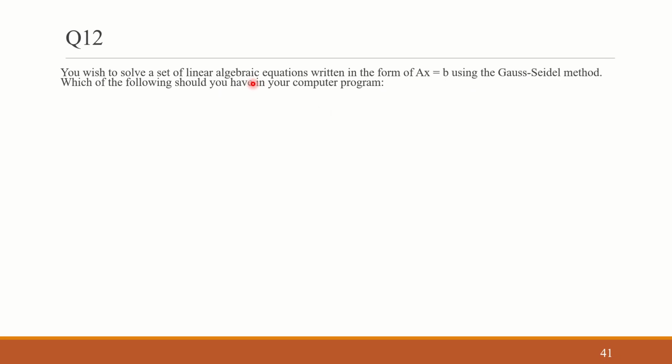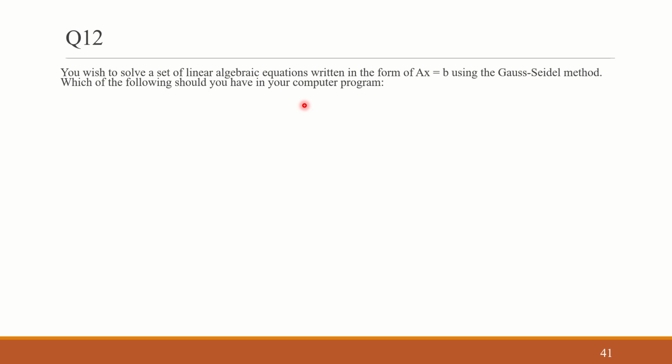You wish to solve a set of linear algebraic equations written in the form of Ax is equal to b using the Gauss-Seidel method. Which of the following should you have in your computer program? As I mentioned, we are converting the partial differential equation into an algebraic equation, and using numerical methods to solve the algebraic equation. When we are solving it using a numerical method, we obviously go for a computer program, right? So what are all the conditions that we will be implementing there? Can anyone say that? When we are using the Gauss-Seidel method, what are all the conditions we will be implementing?